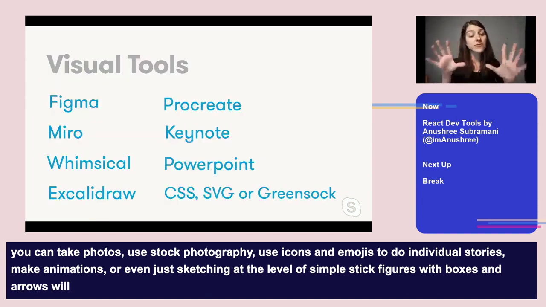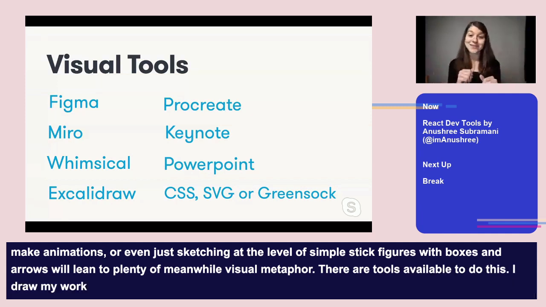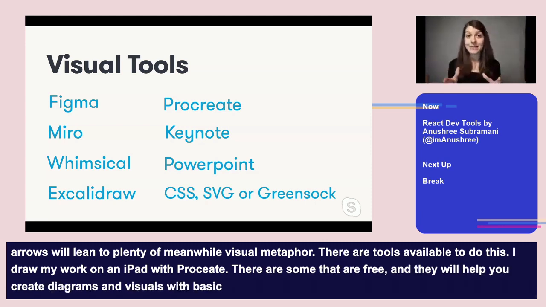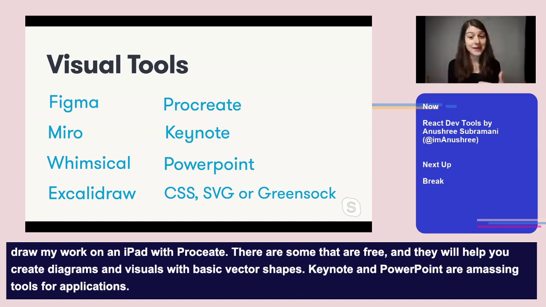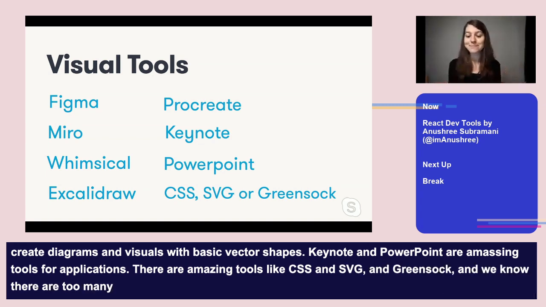There are also lots of wonderful tools available to help you do this. I personally draw all my work on an iPad with Procreate, but there are a lot of tools that don't require iPads. Apps like Figma and Miro and Whimsical and Excalidraw are all free. They will help you create diagrams and visuals with basic vector shapes. Apps like Keynote and PowerPoint are amazing tools for making animations. And then, of course, there's all our native web tools like CSS and SVG, and for more advanced animations, GreenSock. And then we all know there's too many React animation libraries for me to even start mentioning them, right?